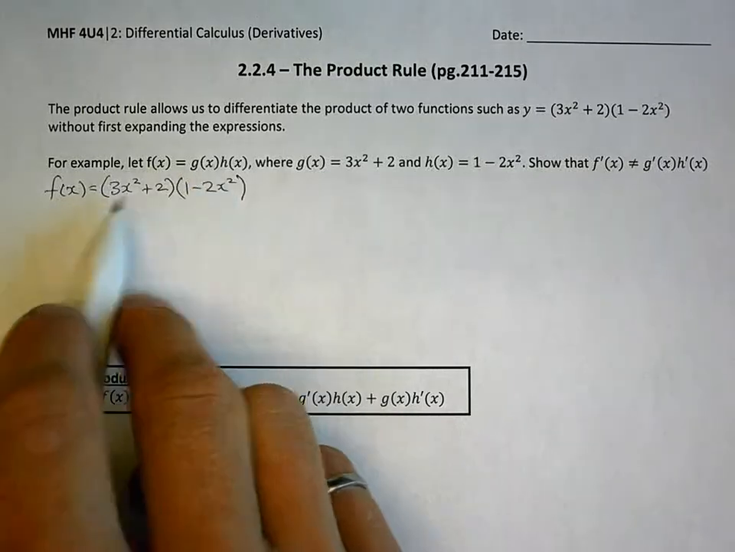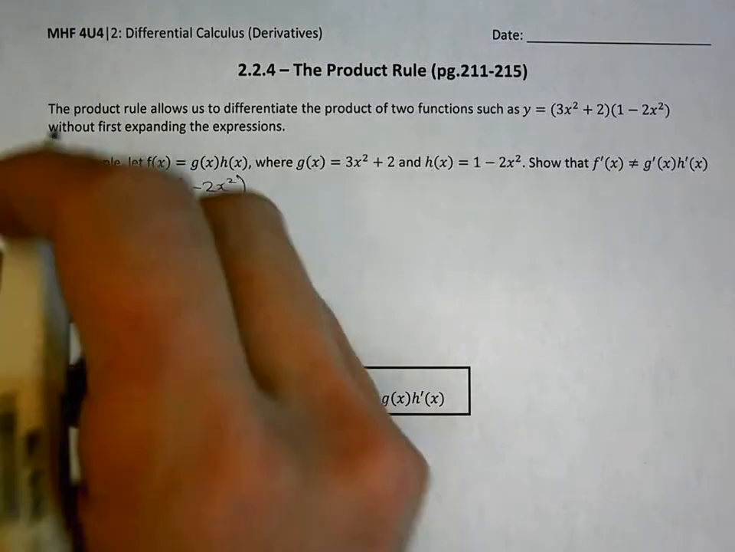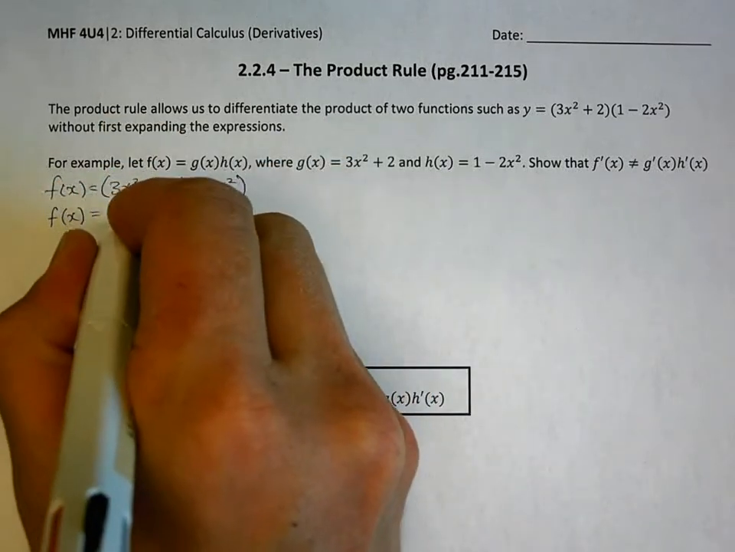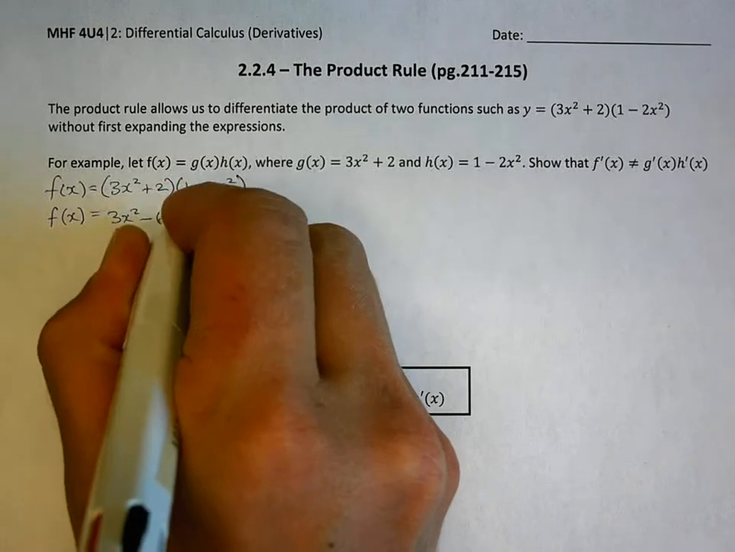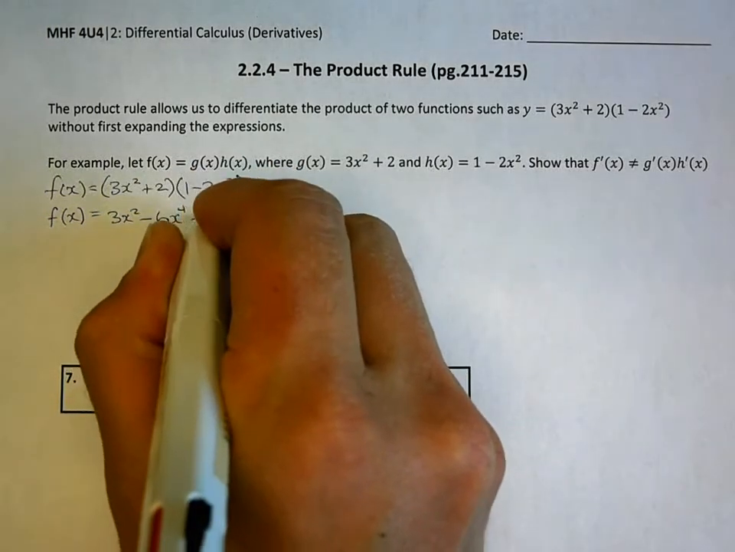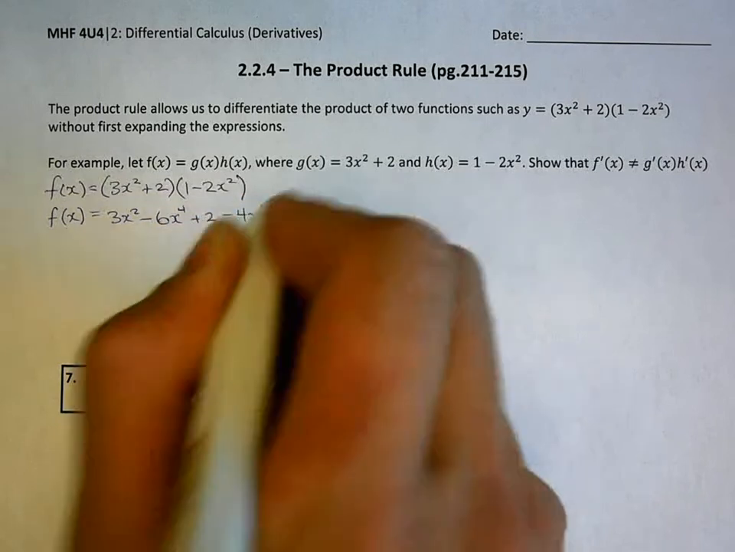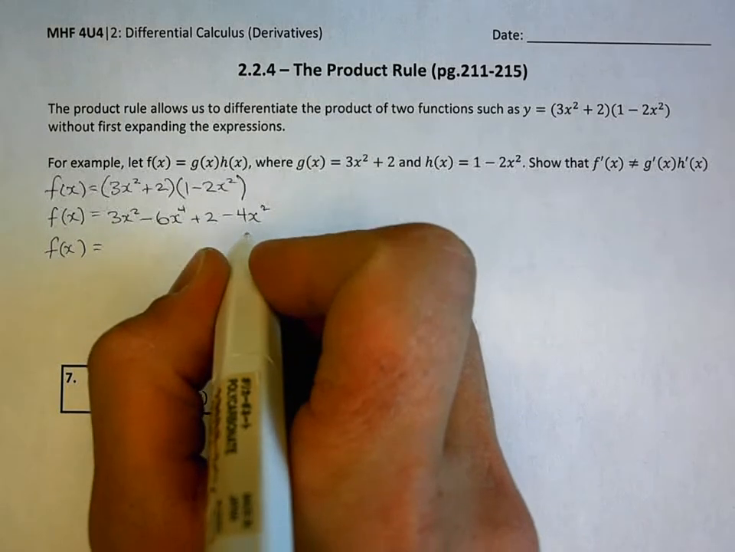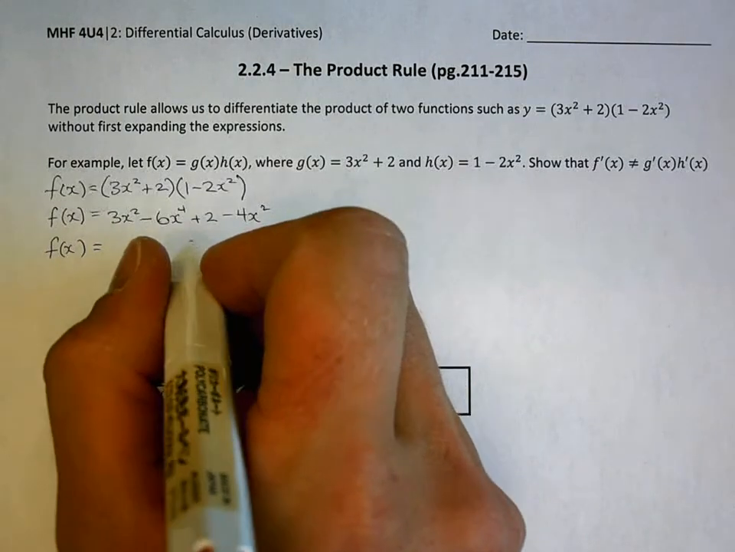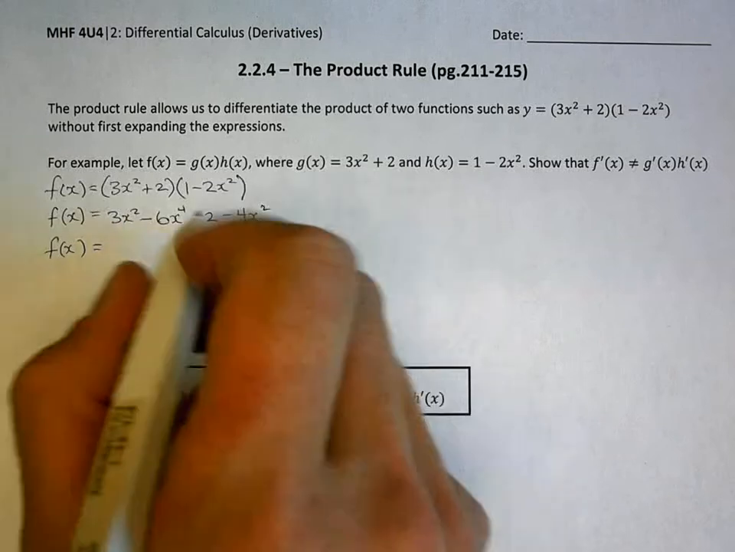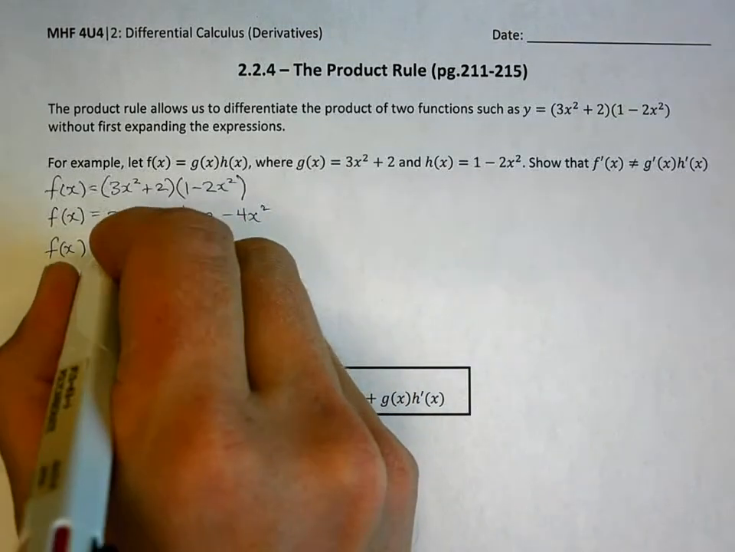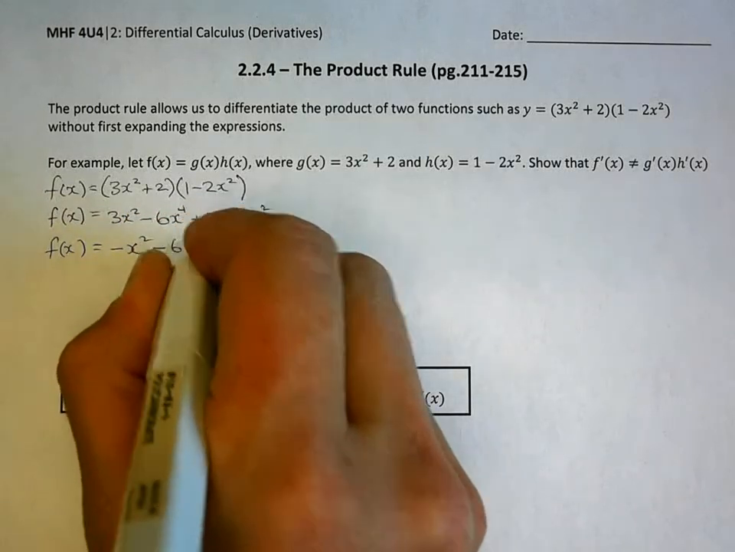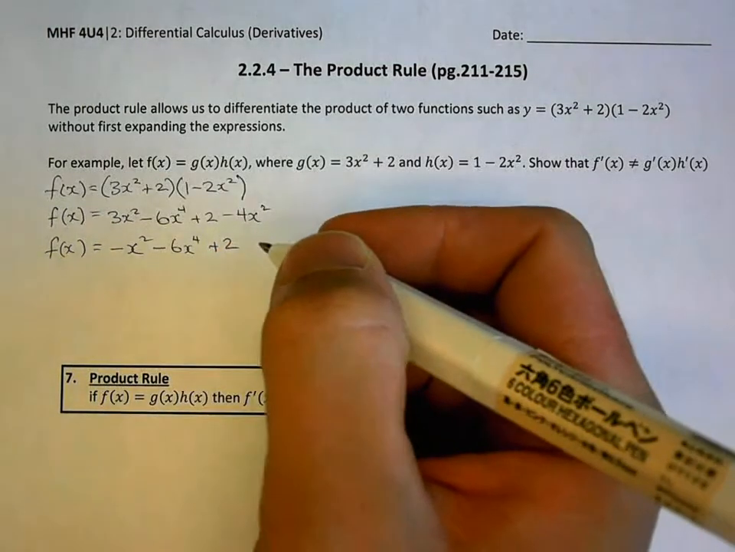My actual solution, the best way to find it, would be to expand. So let me expand by foiling. I get 3x squared minus 6x to the 4 plus 2 minus 4x squared. I can clean this up a little bit. So I end up with negative x squared minus 6x to the 4 plus 2. Okay, so that's my function.